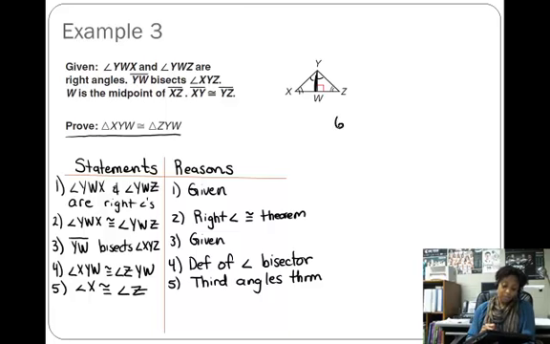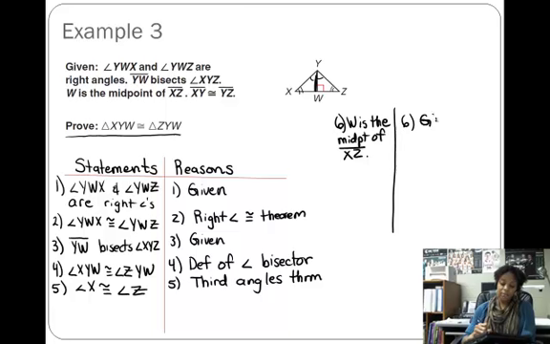So step 6, I'm going to come up here and draw the rest of these steps. Step 6, we know that W is the midpoint. That's wonderful. W is the midpoint of segment XZ. That is given. So if this guy's the midpoint, that's congruent to that. So 7, that means that XW is congruent to WZ. We got one pair of congruent sides. That's definition of midpoint.